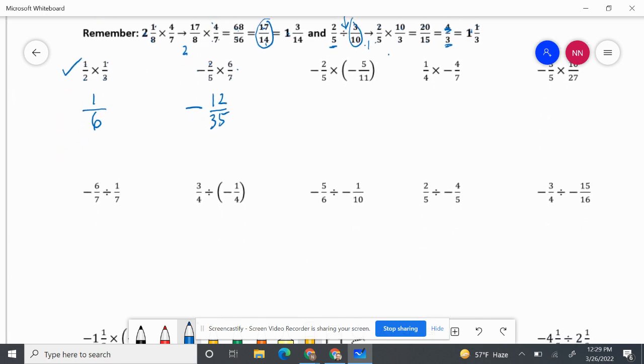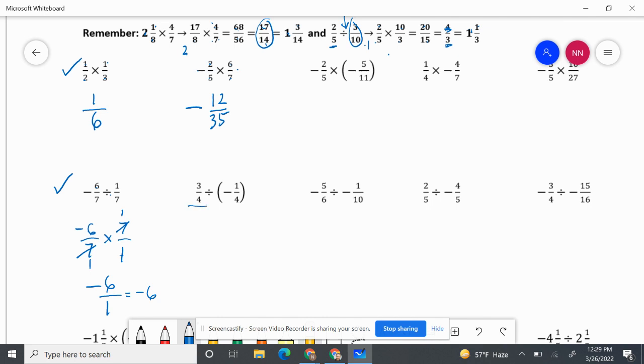Now here we have a couple of dividing problems. With this first one right here, I'm going to keep the first fraction, change it to multiplication, and flip the second one, 7 over 1. 7's cancel, 1 and 1, and negative 6 times 1 is negative 6. 1 times 1 is 1, and that, of course, would be negative 6.